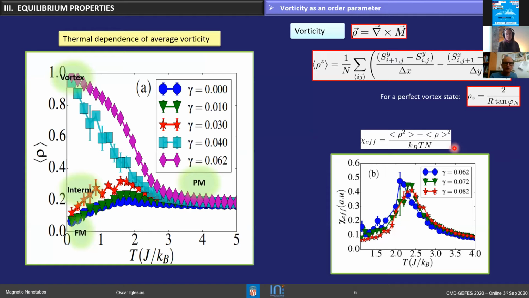In order to better characterize the order parameter associated to these phase transitions, we have found that vorticity, instead of magnetization, as is usually employed for other studies on screens and so on, characterizes better what happens when we lower the temperature from high to low temperature. We see that when dipole interaction dominates, the vorticity goes to one, which indicates the formation of vortex states. And when the exchange interaction dominates, the dipole interaction is low, then the vorticity goes to zero. And in between, again, we see intermediate states, the nature of which we're going to characterize in the following.